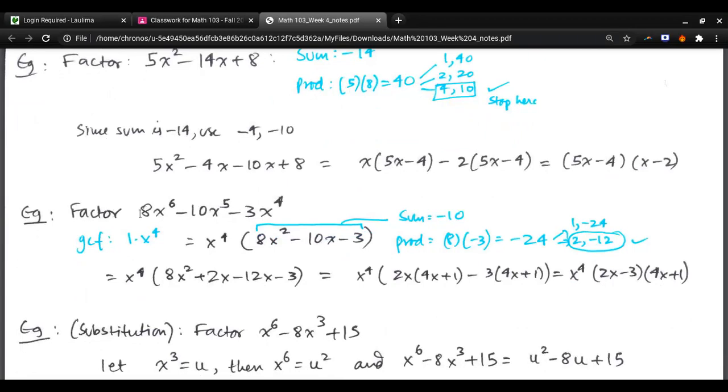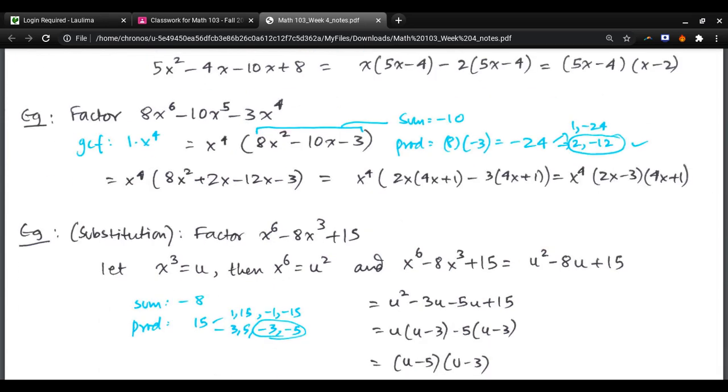The first one, factor 8x to the 6 minus 10x to the 5 minus 3x to the 4. Now the first thing here is you can actually simplify the problem by observing that the GCF of the terms is x to the 4. So you can factor x to the 4 out, and then you end up with a familiar thing which you can use the method we just learned.